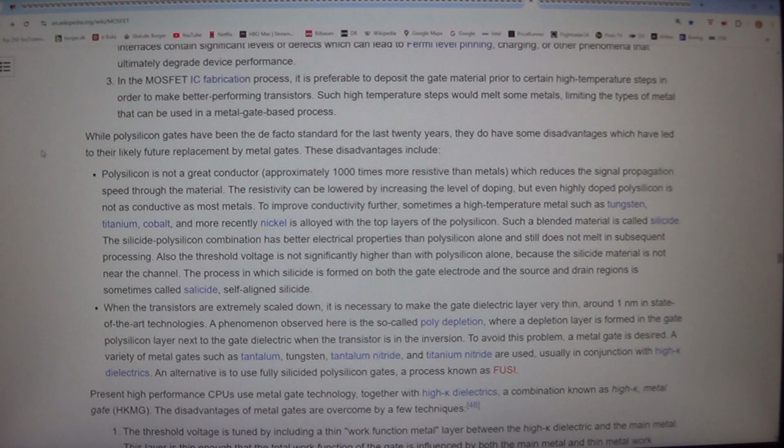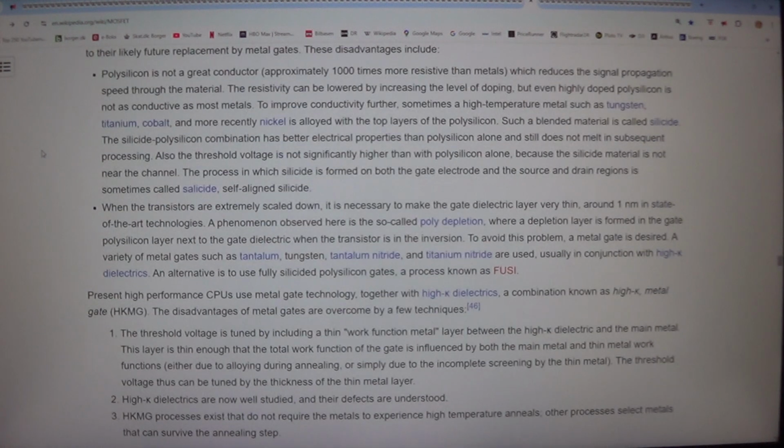While polysilicon gates have been the de facto standard for the last 20 years, they do have some disadvantages which have led to their likely future replacement by metal gates. These disadvantages include: 1. Polysilicon is not a great conductor, approximately 1,000 times more resistive than metals, which reduces the signal propagation speed through the material.